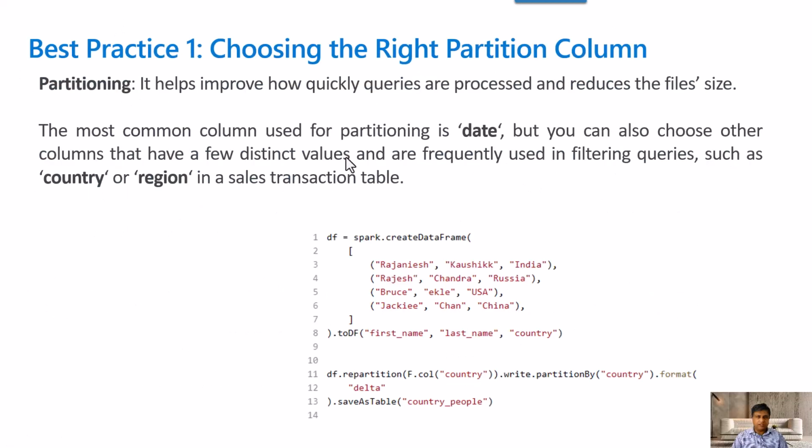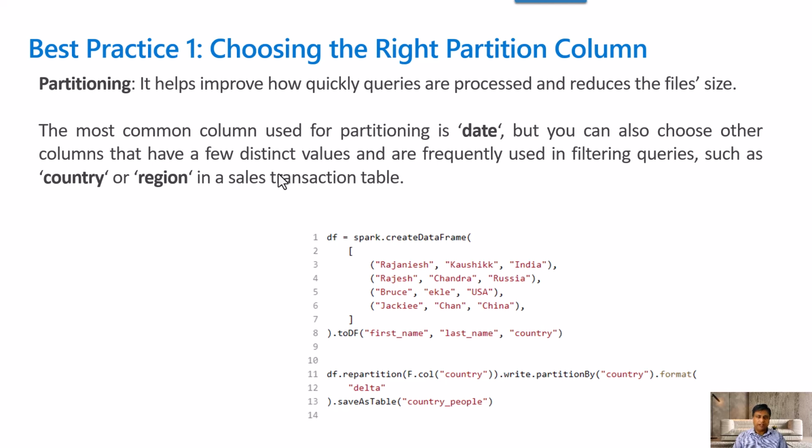Okay, the first best practice is choosing the right partition column. And how does partitioning help? Partitioning helps to improve query performance. And why? Because it reduces the file sizes. How it works is that we usually partition the table based on columns which have a few distinct values, right? For example, you have a country or region value. Countries or regions are few, unique and distinct values.